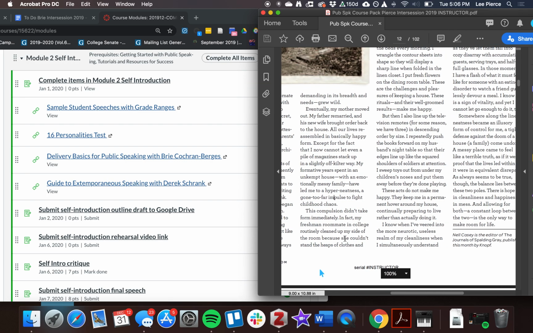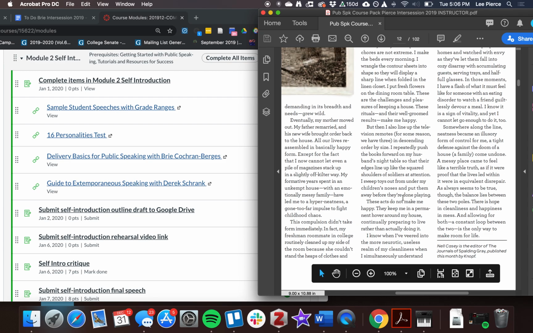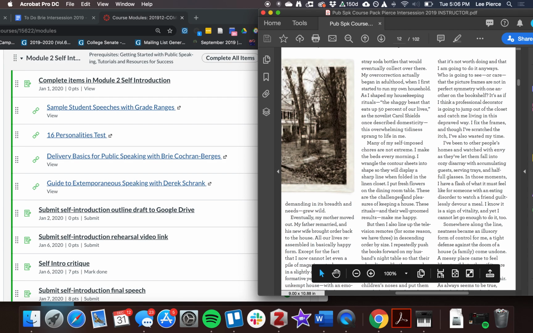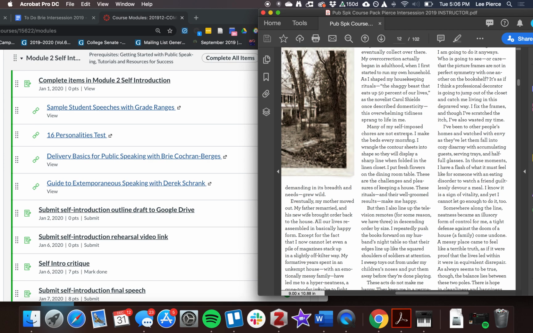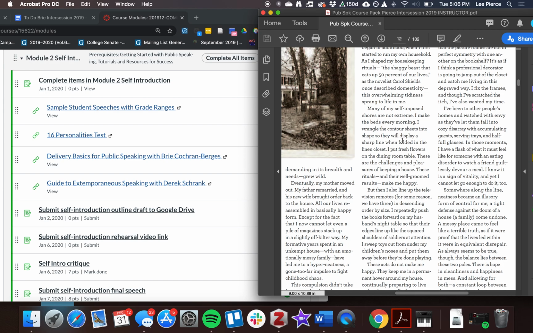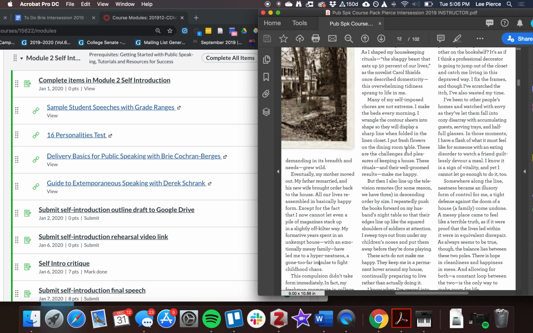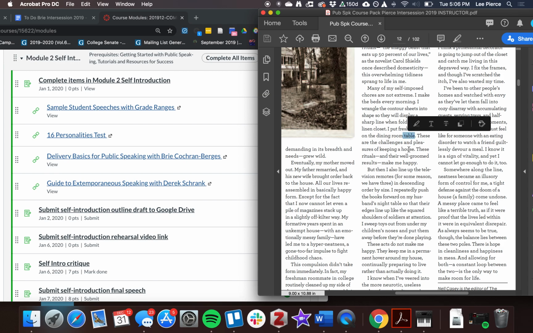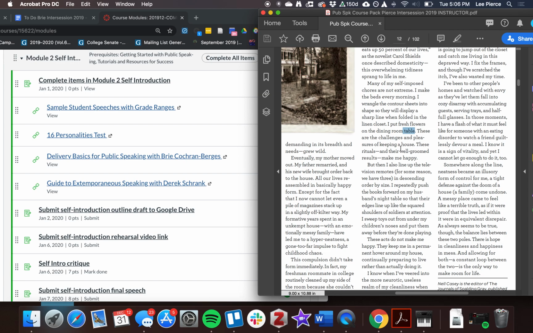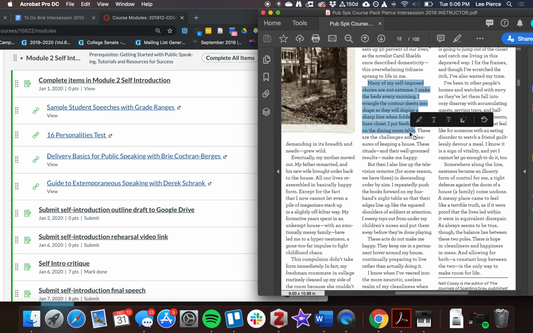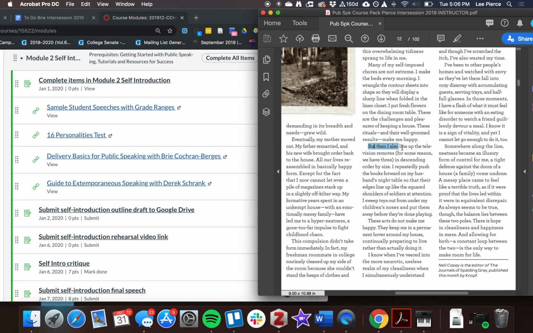So then they use different pieces of evidence. They talk about the benefits, right? So they talk about the positives of the hyper neatness. So it says, many of my self-imposed chores are not extreme. I make the beds, I wrangle the sheets so that they're nice and tight. I put fresh flowers on the dining room table. These are the challenges and pleasures of keeping a house, right? So they use what we call enumeration, or a list, as a way to show you that their neatness is something that they enjoy. But then they talk about all the things that they don't enjoy about the neatness.